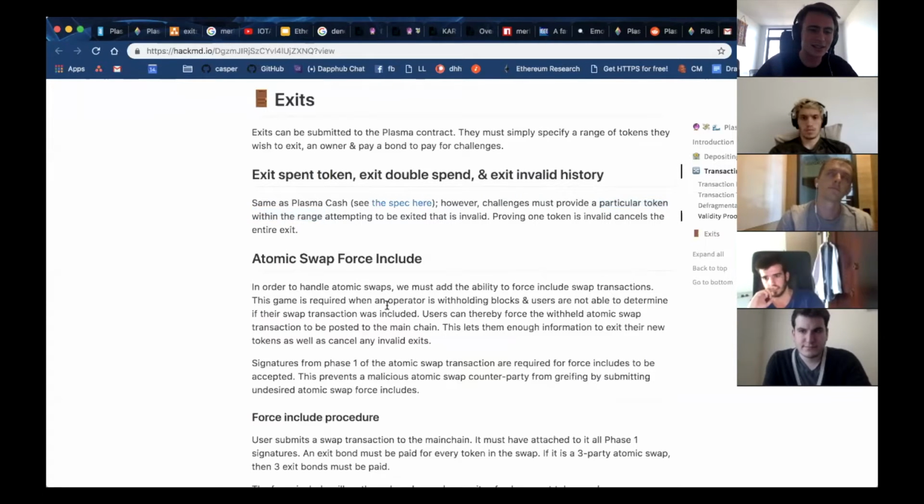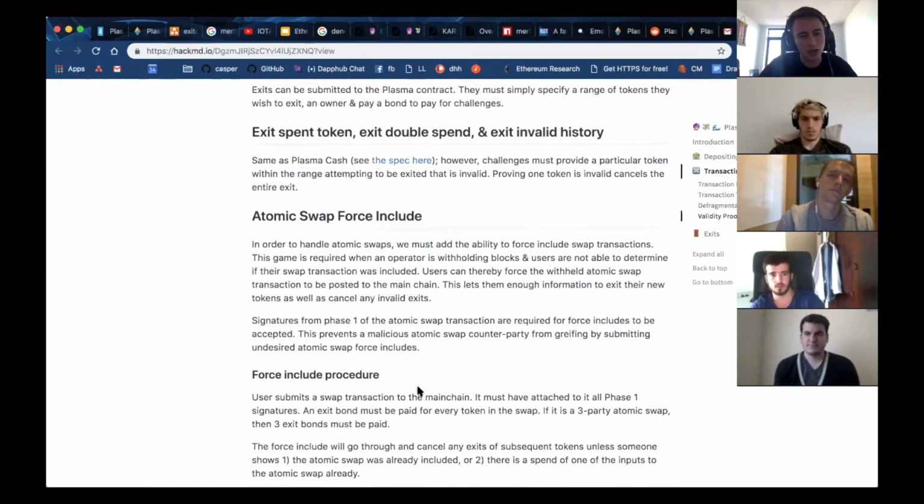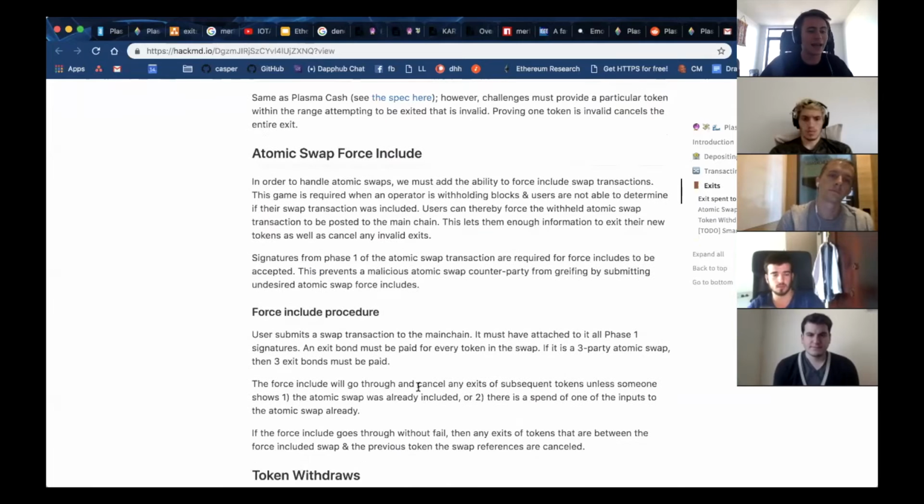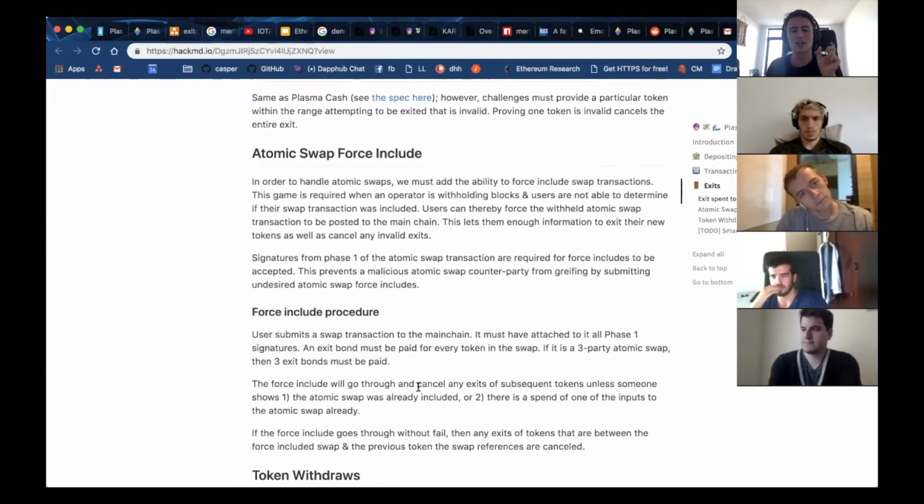And this is the key to the atomic swaps. So atomic swaps work just fine as transactions that you include in both sections of the Merkle tree, where Alice and Bob want to swap with each other. You put it in both coin ranges, Alice's coin range and Bob's coin range. And it just generally works.